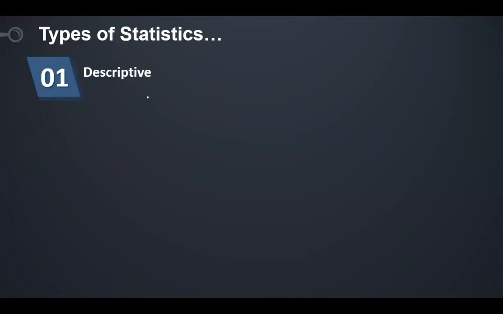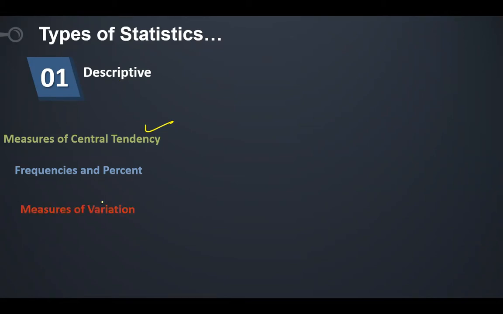Now, the types we are going to study in descriptive statistics are measures of central tendency. Here we will study mean, median, mode, etc. It will give some description about the population or the sample. The next one is frequencies and percentages, which also tell you something about the population and sample. We call these descriptive statistics. And measures of variation are also descriptive statistics.